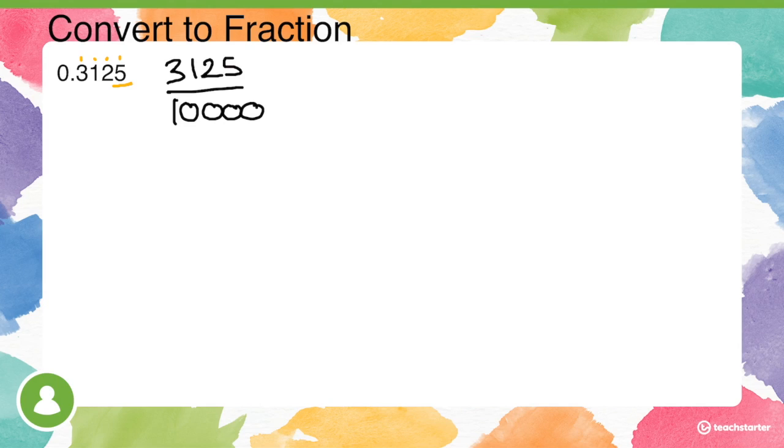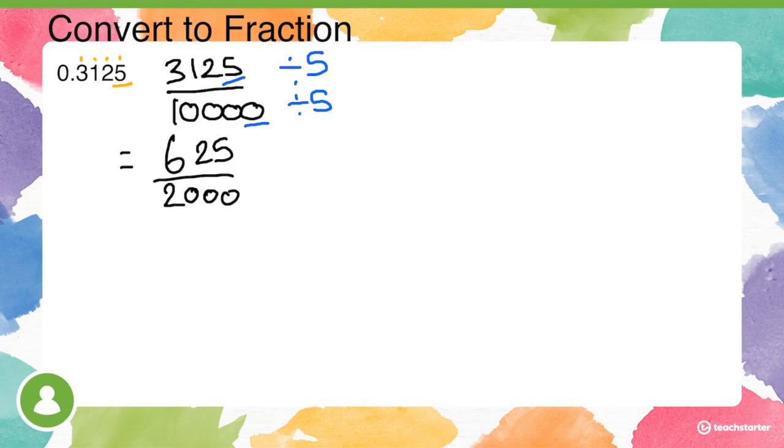Now I don't know what the biggest number is to simplify that, because I'm not going to write out all those factors. So I'm going to simplify multiple times. Straight away I can see that I can divide by 5, because 5 and 0 are the last numbers. So I'm going to divide by 5. When I do that, I end up with 625 over 2,000.